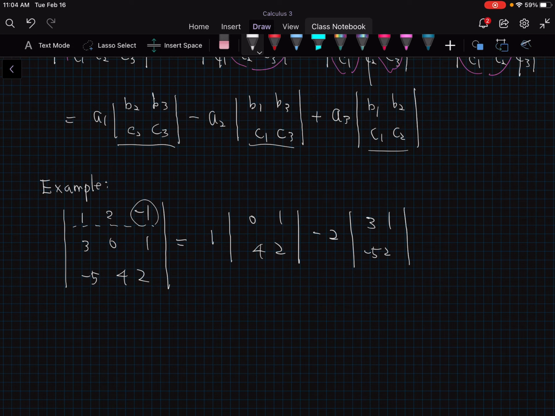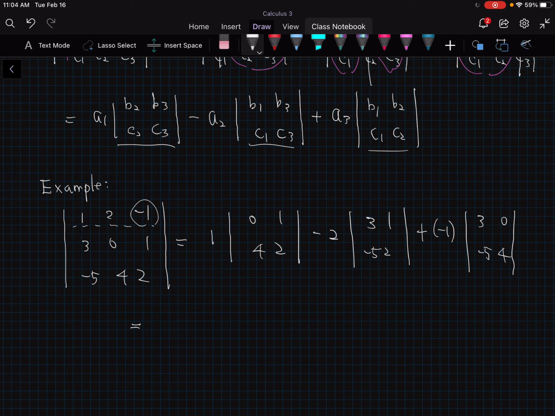Finally, negative 1. Plus, remember, just plus the whole thing, negative 1. And you're going to cross out the row with the negative 1 and the column with negative 1. So you have 3, 0, negative 5, 4 left.